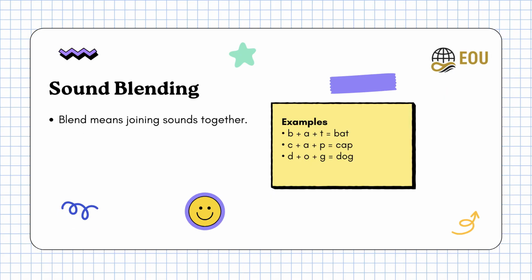Now let us learn about sound blending. Blend means joining sounds together. For example, B plus A plus T becomes bat, C plus A plus P becomes cap, D plus O plus G becomes dog. Instead of reading each letter separately, we smoothly join the sounds. This helps in faster reading and clearer pronunciation.